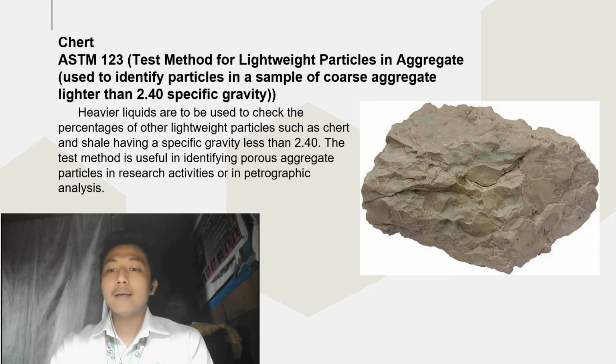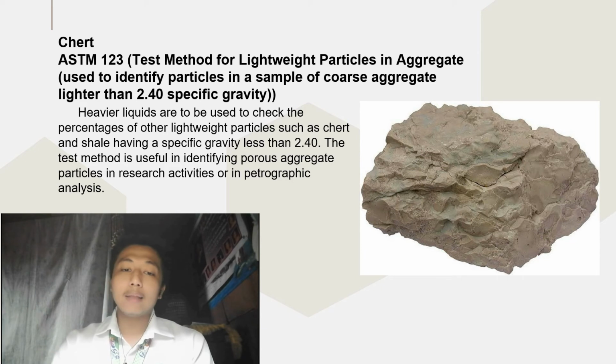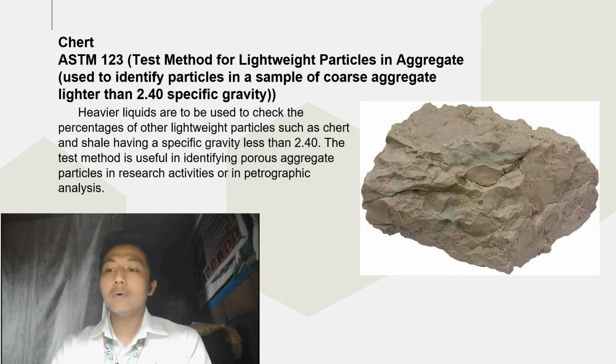Yung chert kasi isa siyang type ng porous aggregate na mabilis mag-absorb ng water. So kapag marami yung chert sa isang aggregate, mabilis yung pag-expand ng mga crack sa material natin dahil ito yung dahilan kung bakit nagkakaroon ng alkali-silica reaction. So, ang purpose nitong test na ito, katulad nung unang slide, is para magbigay ng data para malaman natin kung ilang percent ba meron sa sample natin. So, we will show you a different video procedure on how ASTM C123 is being demonstrated.